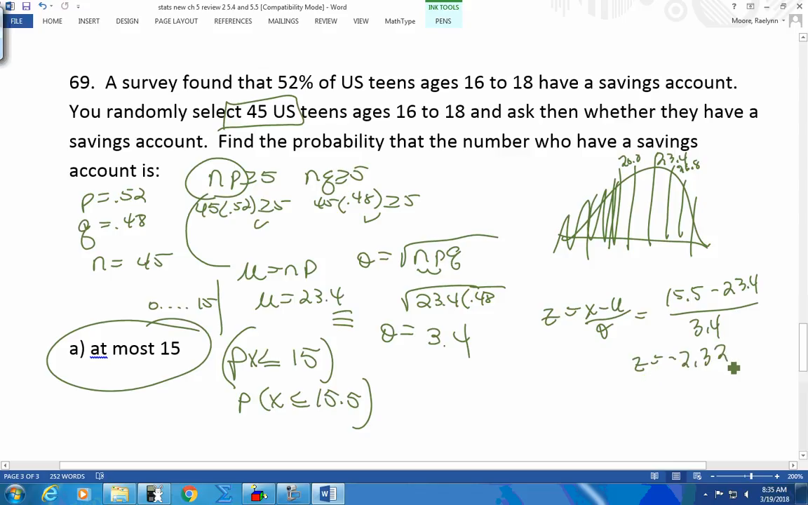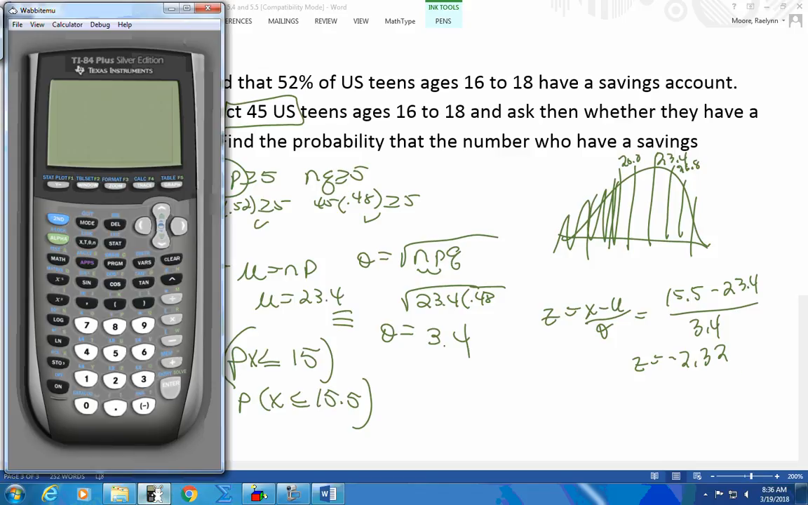You can look it up on your table. You'll get less than 50%. Did you plan on getting less than 50%? Absolutely. Can you do this on your calculator? Absolutely. Go to your normal CDF because we approximated your binomial one to be a normal distribution. My lower limit is way down here, negative 999. My upper limit is 15.5. Make sure you use the corrected one.